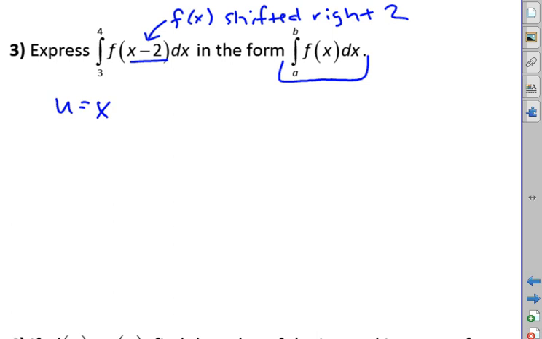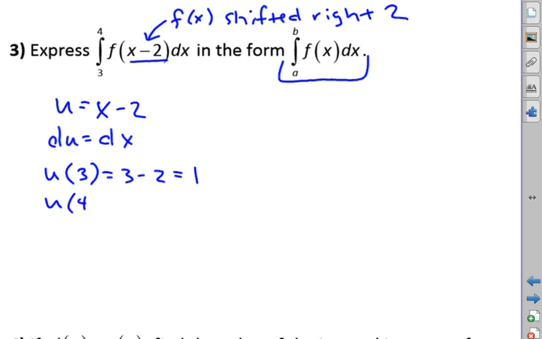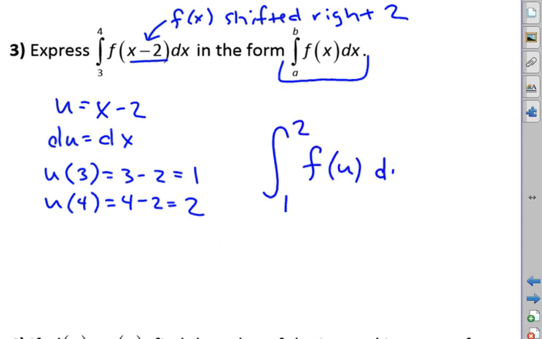So if u is x minus 2, then du would be dx. Then we need to find our new limits. So u at 3 would be 1, and u at 4 would be 2. So then we would rewrite this as the integral from 1 to 2 of f of u du.